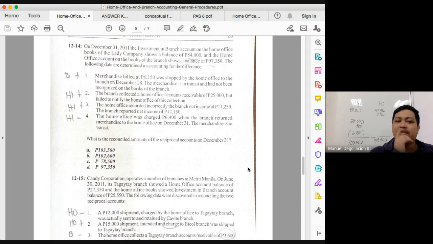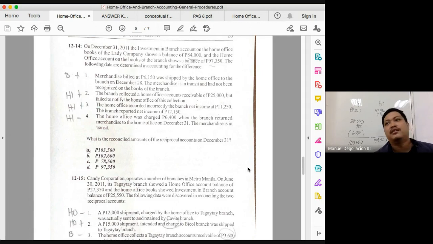Okay, and I believe this problem was included in the exam I have submitted for reproduction class. Of course, because this is what you will expect, I've only adapted problems from the textbook, but I would be interchanging the amounts. For example, transaction number 3, the correct branch income is 12,150, but what was recorded is 11,250. I may have interchanged it so that the correct branch income is 11,250, and then the one recorded by the home office is 12,150.